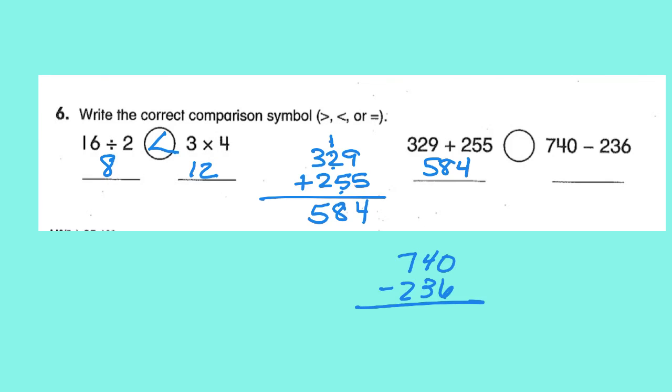We can do this one, 740 minus 236. We can't take 6 away from 0, so we need to borrow from the 4. Make this a 10. 10 minus 6 equals 4. 3 minus 3 equals 0. And 7 minus 2 equals 5. So the answer up here is 504. 584 and 504 do not equal. So 584 would be greater than 504.